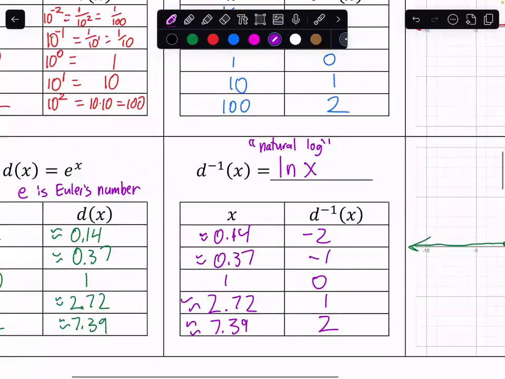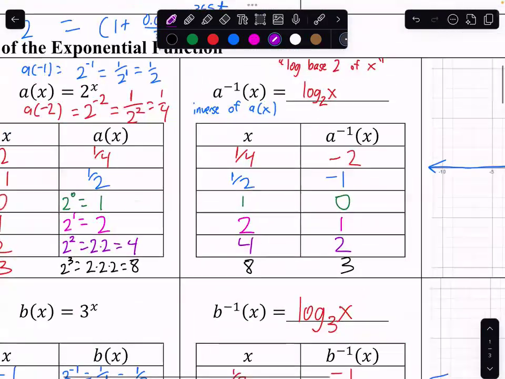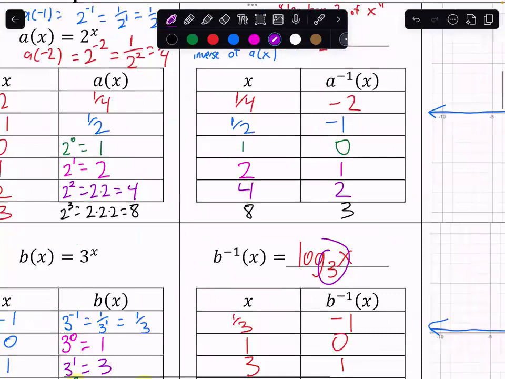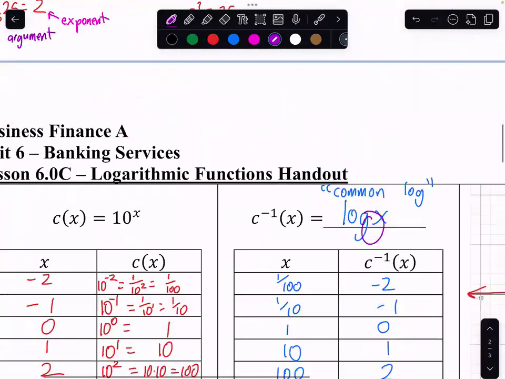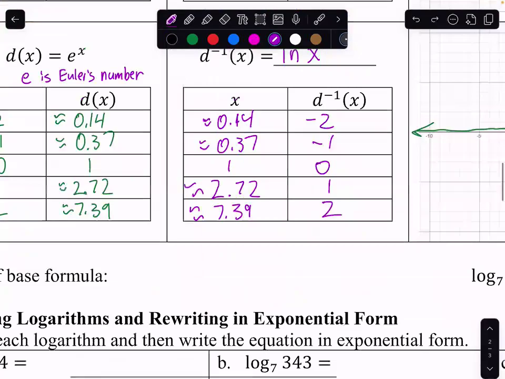Okay, so we've talked about how logarithms can have different bases, right? You can have log base 2, log base 3, log base 10, log base e, and any positive number can be a base. You can have log base 5, log base 19, and so on.